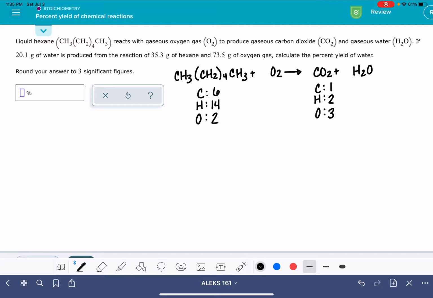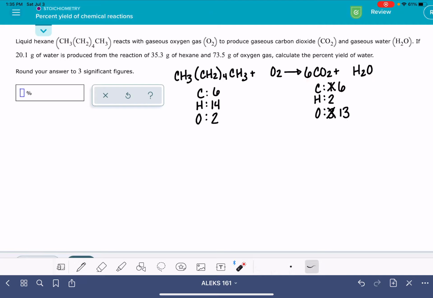I'm going to begin by balancing the carbons. I have 6 on the left. To give me 6 on the right-hand side, I'm going to put a 6 in front of that CO2. That's going to change my carbon atoms to 6. It's also going to change my oxygen atoms. I now have 6 times 2 is 12, plus 1 is 13.